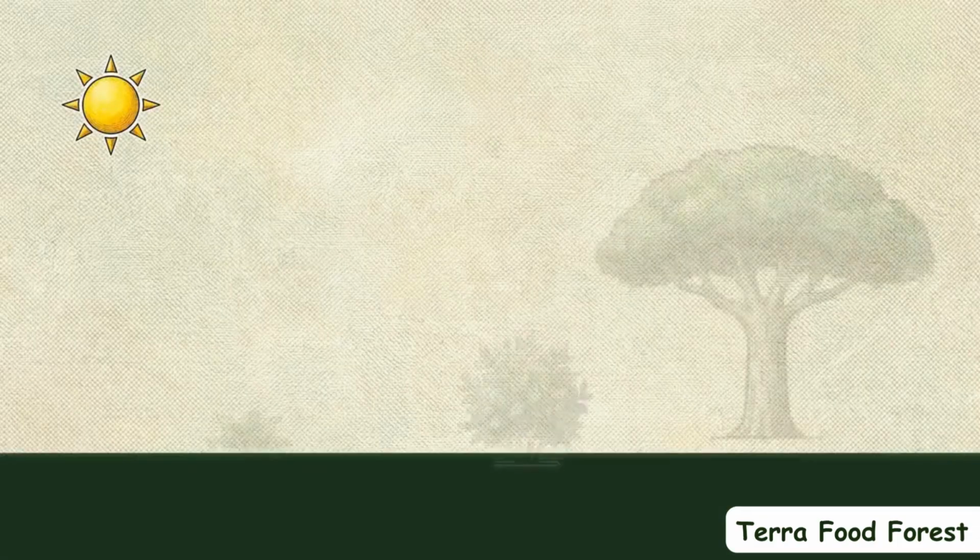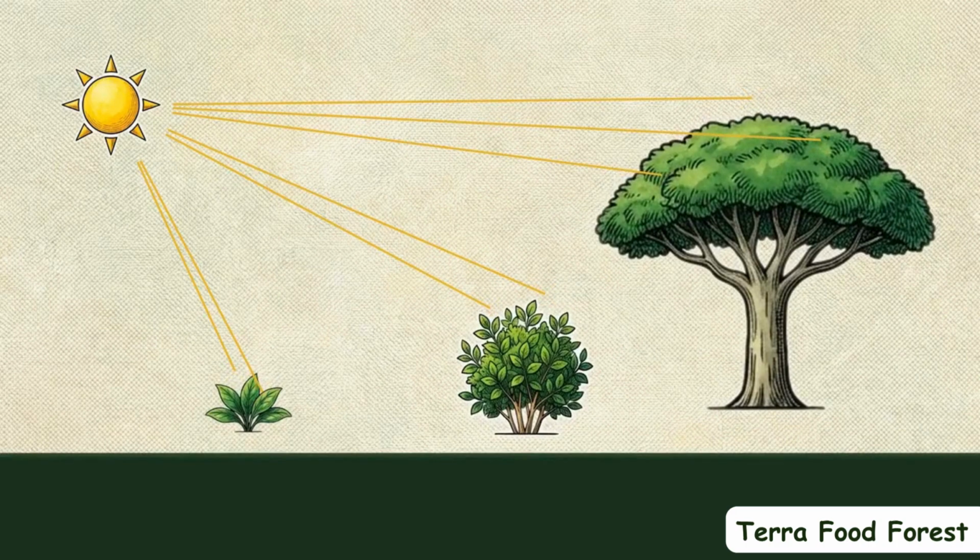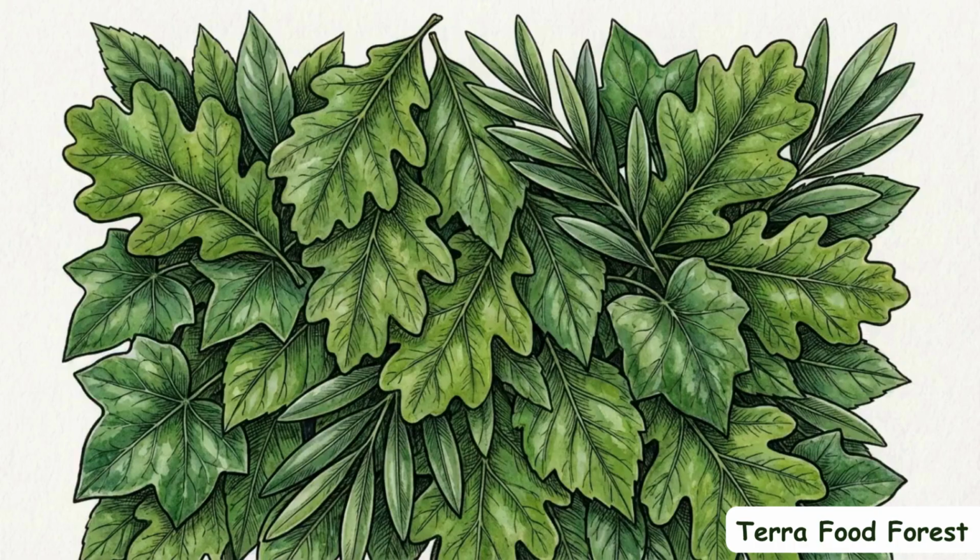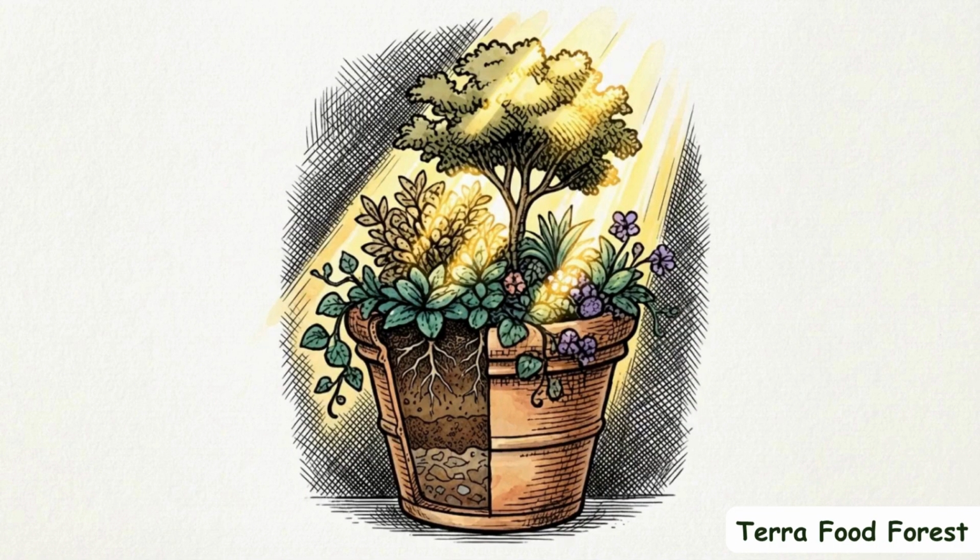Because they are stacked vertically, these plants stop fighting for the same footprint of light. This allows them to grow together as a dense community instead of crowding each other out. Even in a single pot, the laws of biological light capture remain exactly the same.